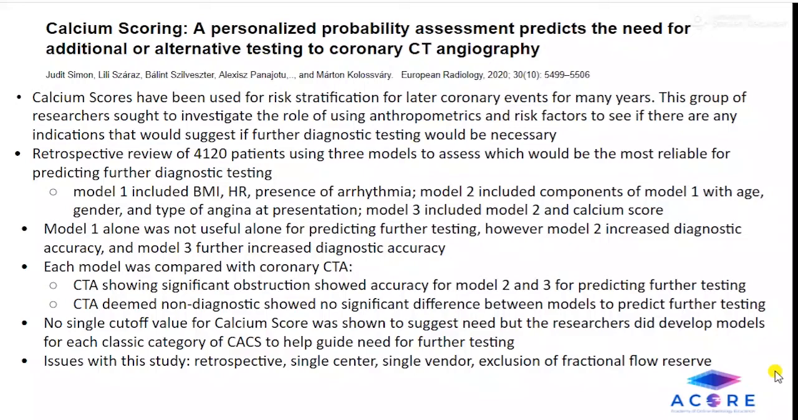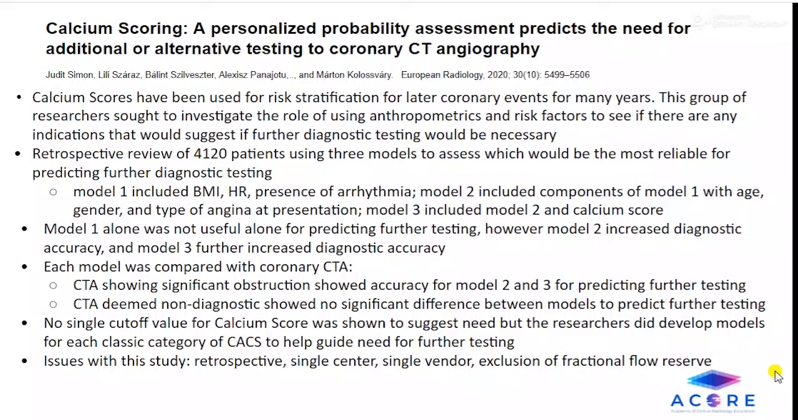They showed with the first model that there is no significant diagnostic accuracy when using that model in combination with coronary artery CTA. But they did show that when using Model 2, which had the components of Model 1 as well as age, gender, and type of angina at presentation, discriminatory power improved with an area under the curve of 0.72 and a p-value of 0.001. And additionally, when adding the coronary artery calcium score, which was Model 3 plus the Model 2 components, discriminatory power improved yet again with an area under the curve of 0.84 and a p-value of 0.001.